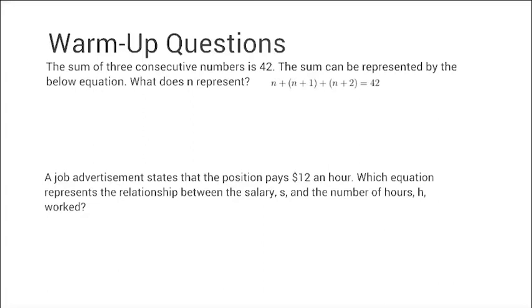Okay, for the warm-up questions, the first one. The sum of three consecutive numbers is 42. The sum can be represented by the below equation.